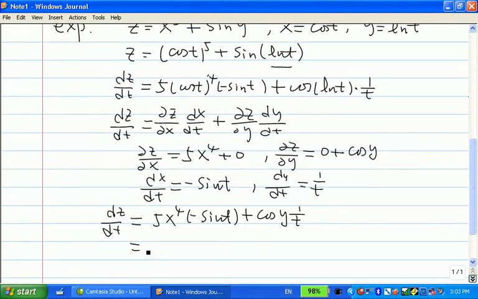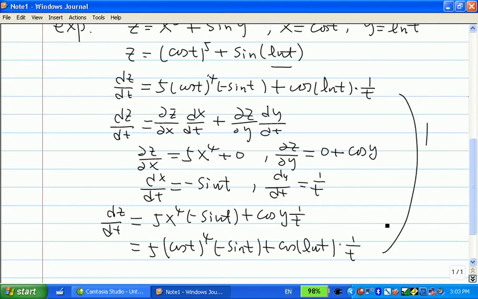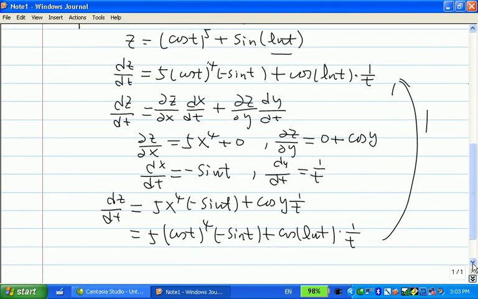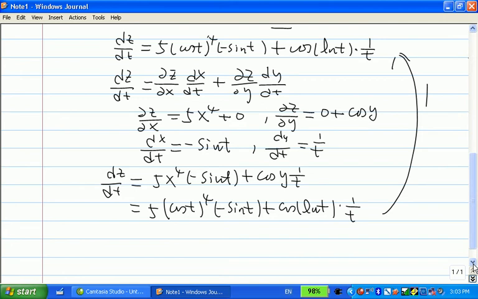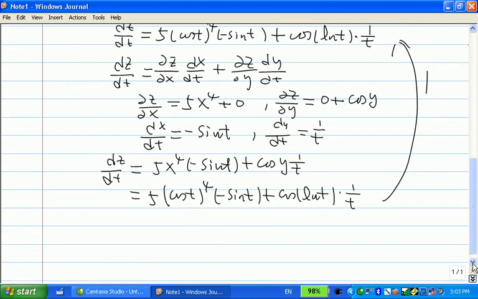Now, if you replace x by cosine t, you get this. Replace y by ln t, and then times 1 over t. So you get exactly the same result as what we got before. The purpose of this example is just to show you that the chain rule for a function that depends on more than one variable really makes sense.